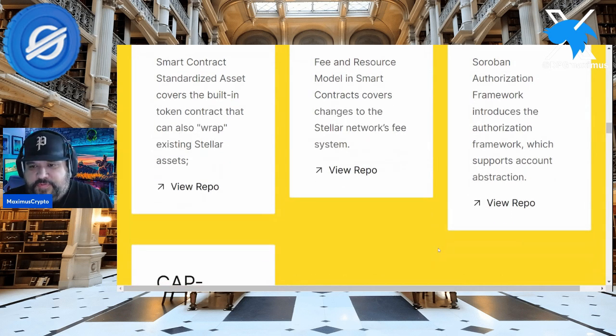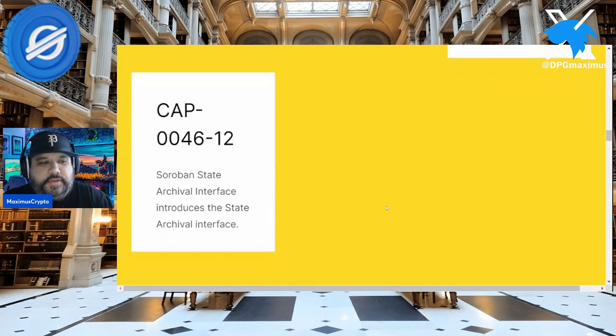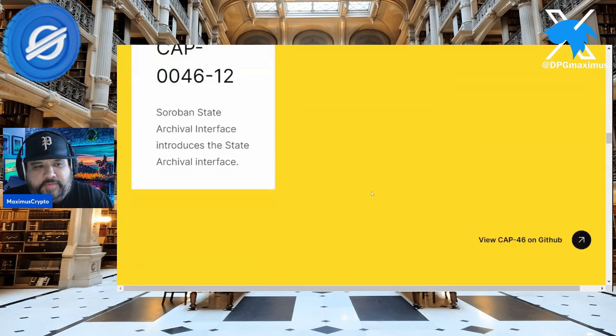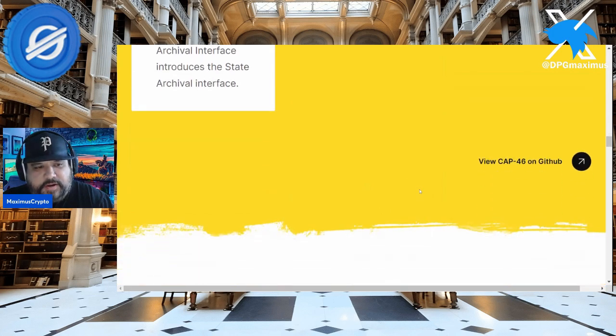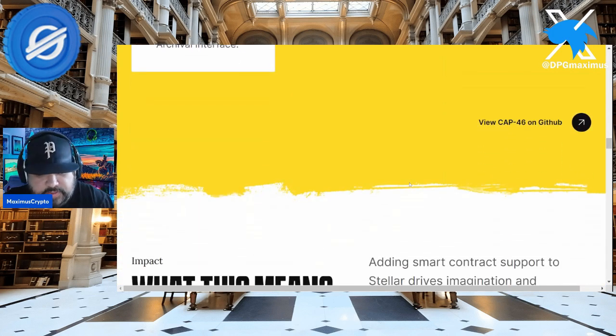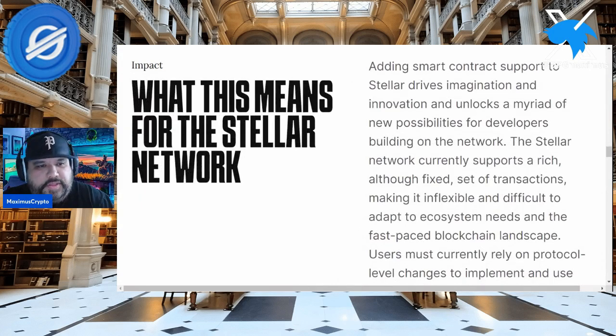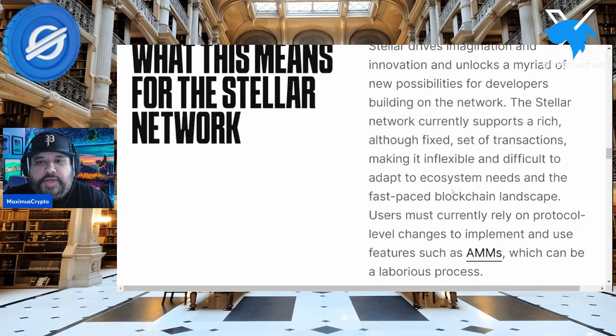How about this one on the far right? Soroban Authorization Framework introduces a framework which supports account abstraction. State Archival Interface introduces State Archival Interface. They kind of said that twice, but what does this mean for the Stellar network, or what does it mean for you? By adding smart contracts to support the Stellar, it drives imagination, innovation, and unlocks a myriad new possibilities for devs building on the network.